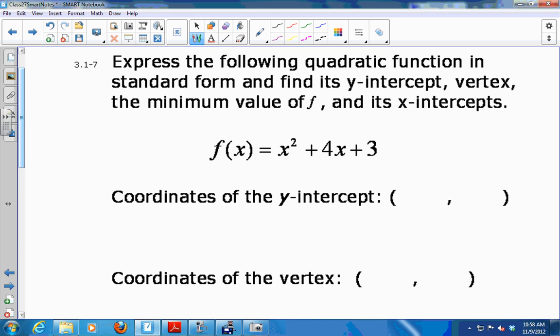You got it, make x 0. So this is like test 1 material. Make x 0. So I make x 0, right? Because any y-intercept is going to be 0, something. So I make the x 0, and I would get 3 for y.